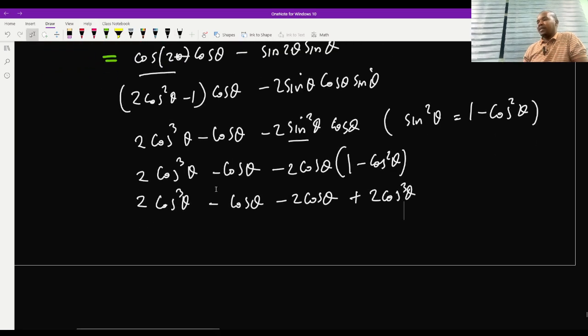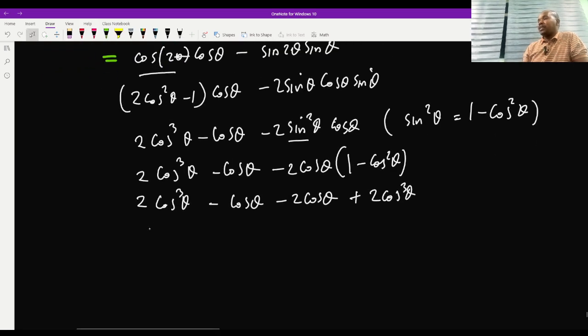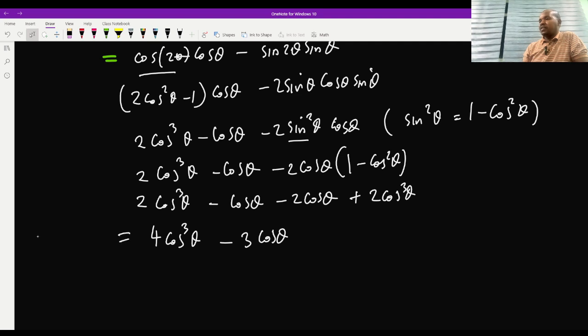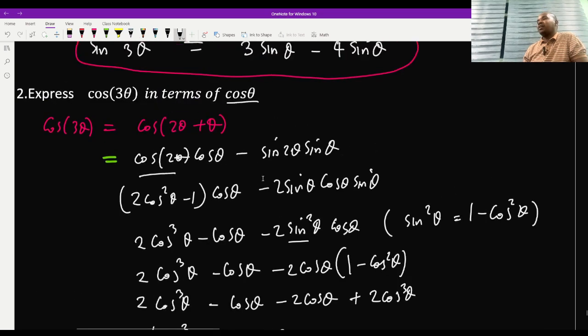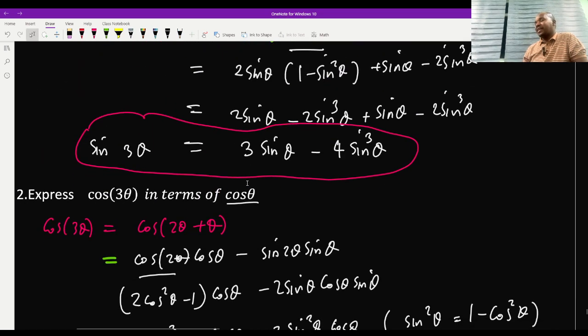You're going to combine like terms. Combining like terms, you'll be having 4 cos cubic theta minus 3 cos theta. This is equal to cosine 3 theta, yes students. So we have cosine 3 theta and we have also sine 3 theta.